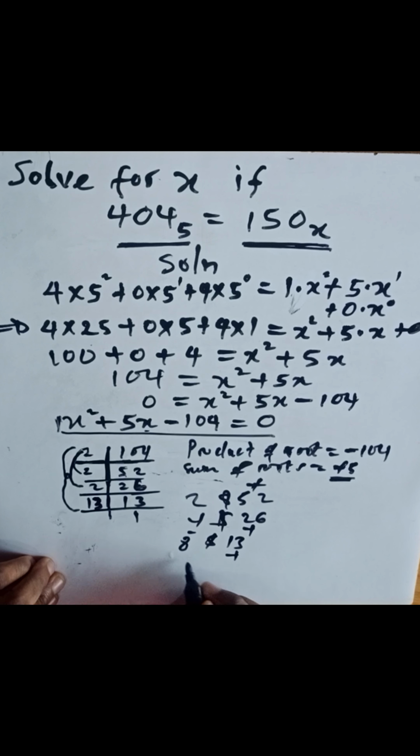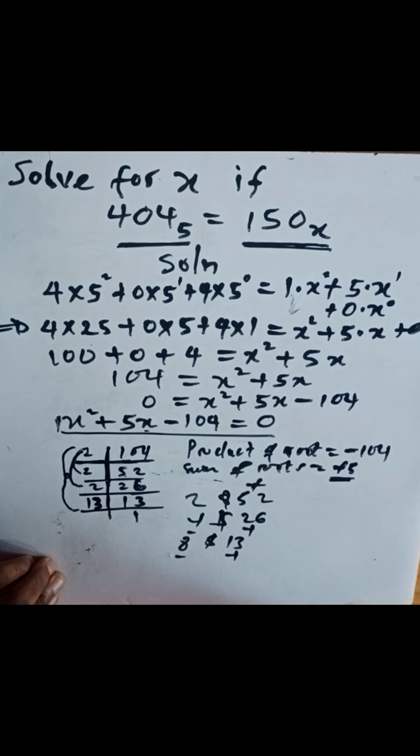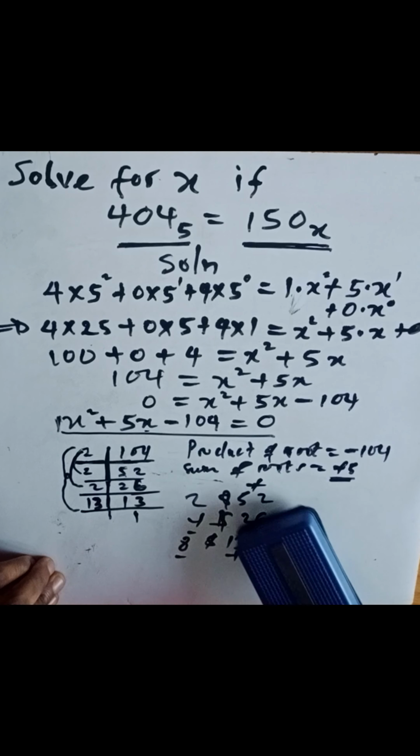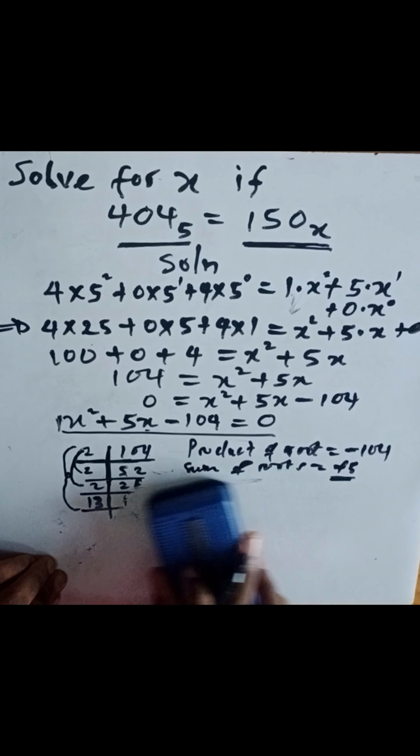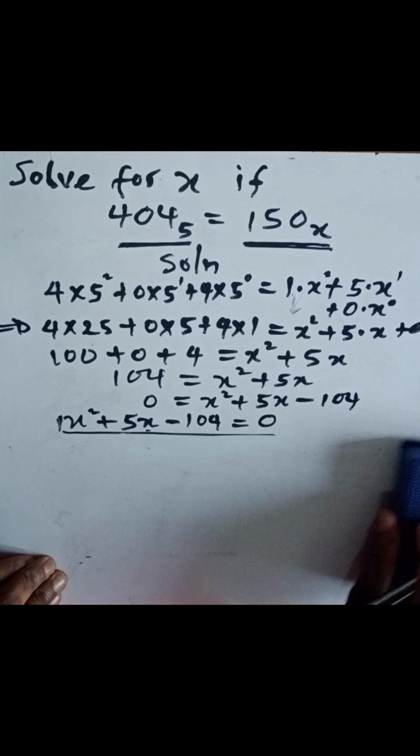If this is positive and this one is negative, you see 13 minus 8 will give us our plus 5. That's great. So the two numbers to use are minus 8 and 13. So let's take all this out.